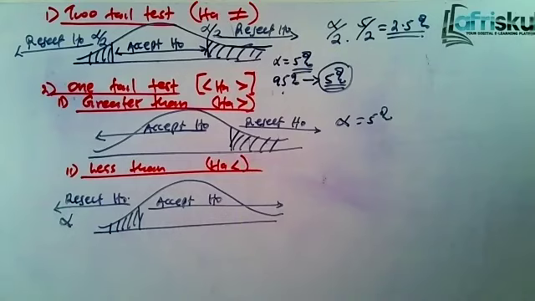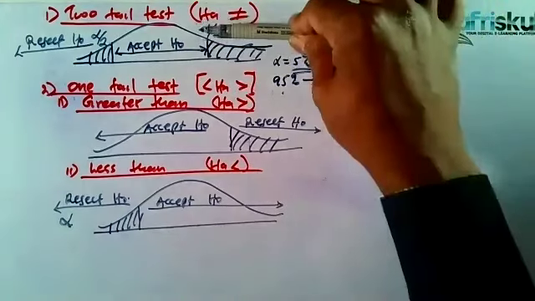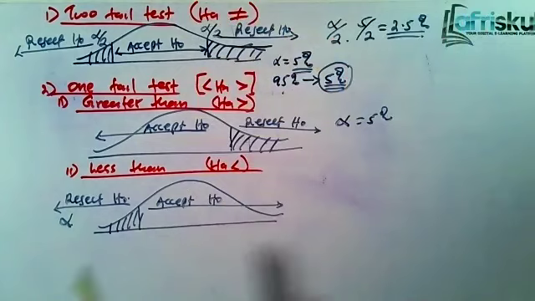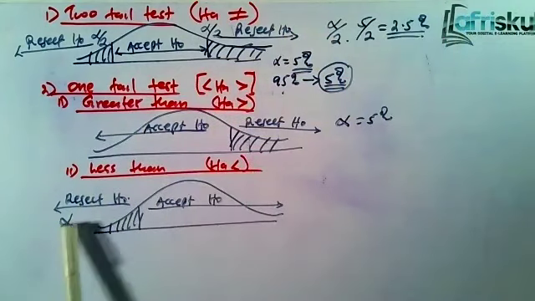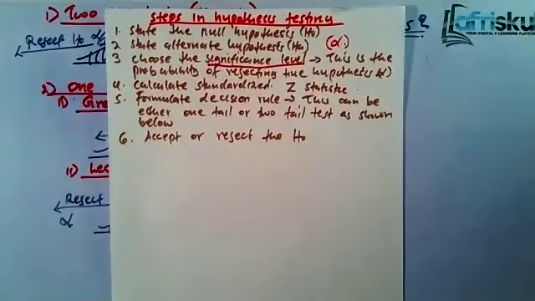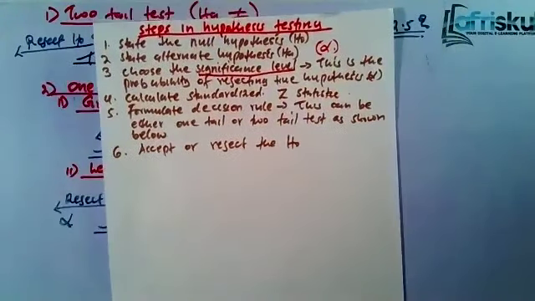So now that's the difference between a two-tail test and a one-tail test. For the one-tail test, there are two: when it's greater than, when it's less than. So you have to differentiate the two. So those are the steps followed in hypothesis testing. Yeah, those are the steps I was explaining. For the tail test, I was explaining step number 5.